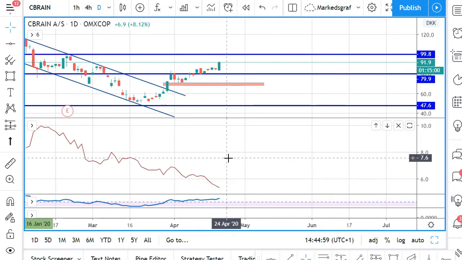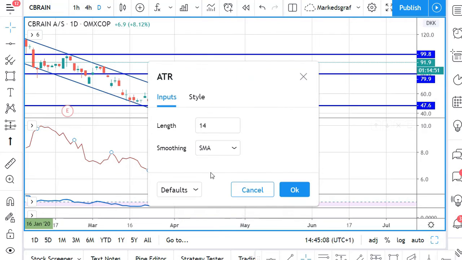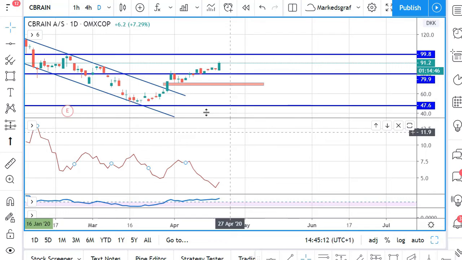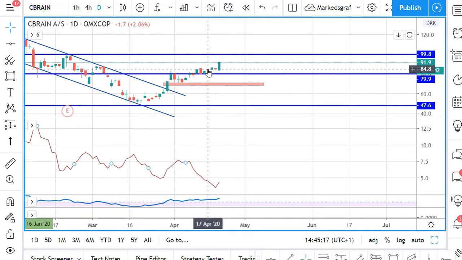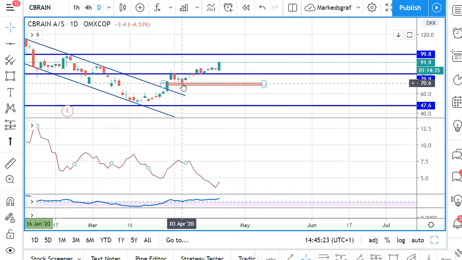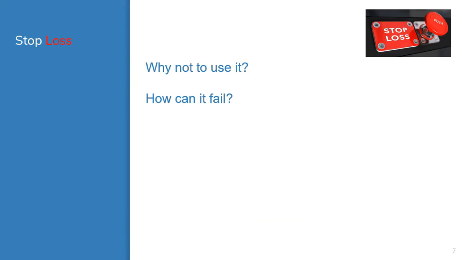It doesn't really matter which one, just it needs to be an indicator that shows you how volatile this stock is. And you can make the time span shorter. You can make it 7 days to get a bit more of a feel of the recent days here. If you are trading on a shorter time scale, that doesn't really matter. So that is the part on how to set it. Then of course there are some ways it can fail. Why not to use it and how it can fail?